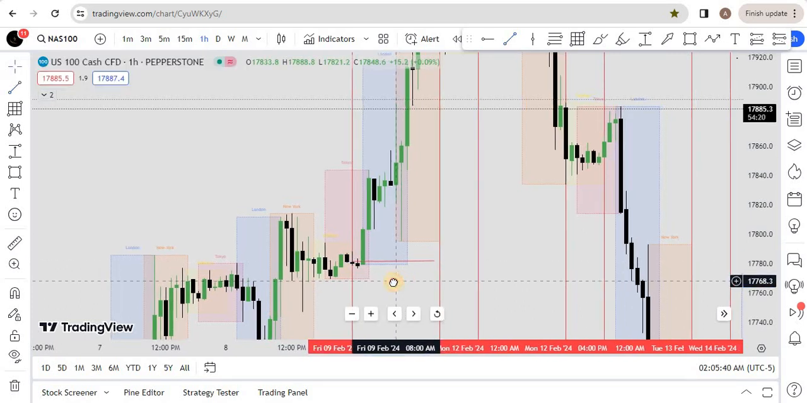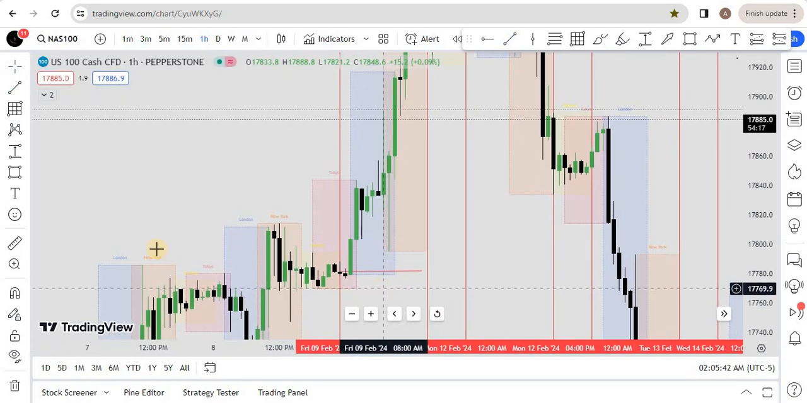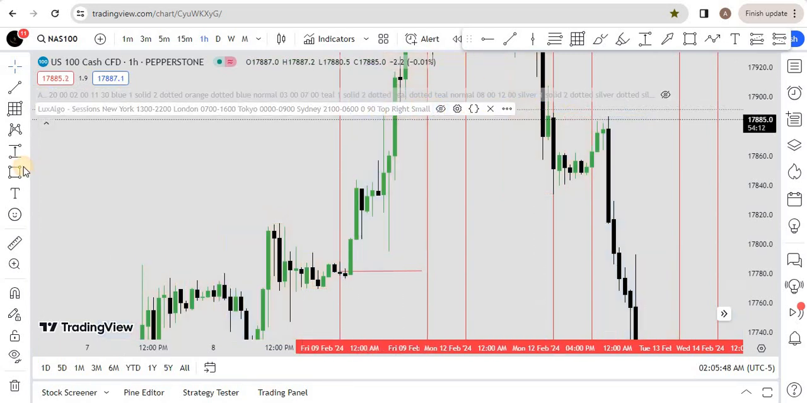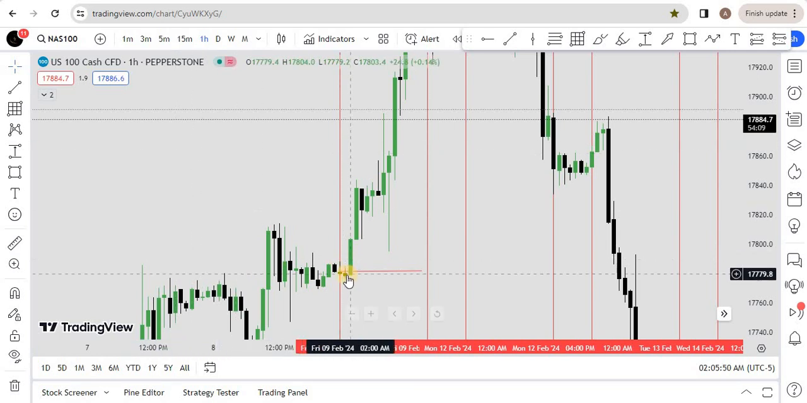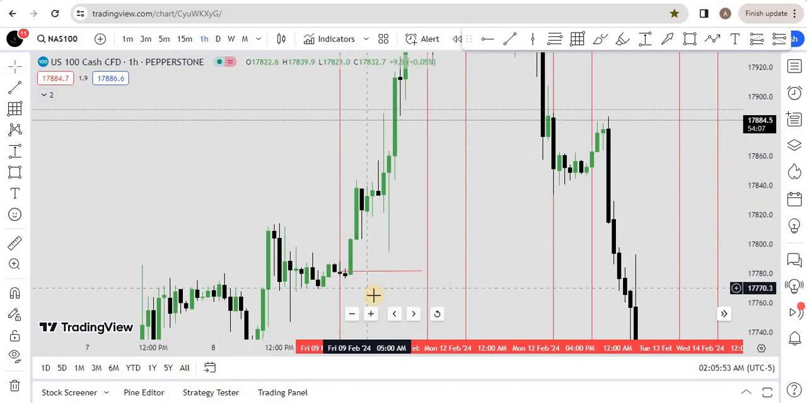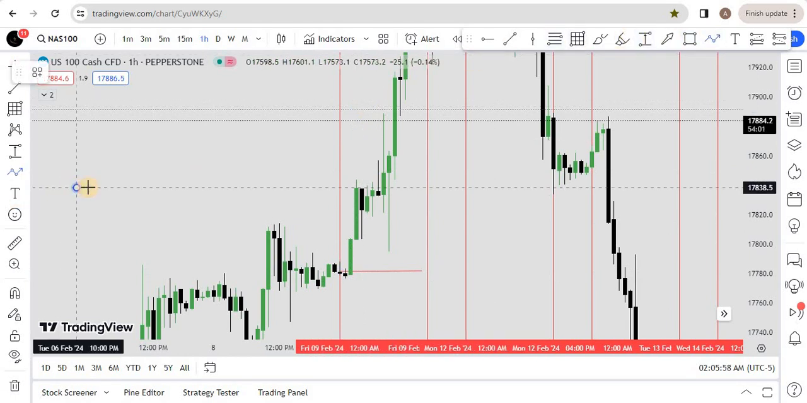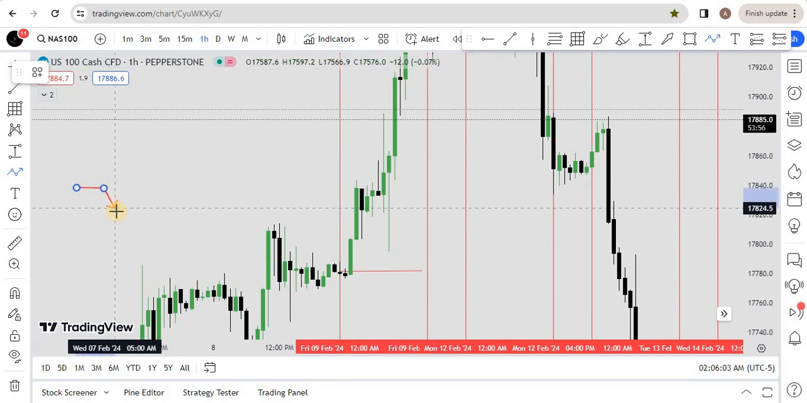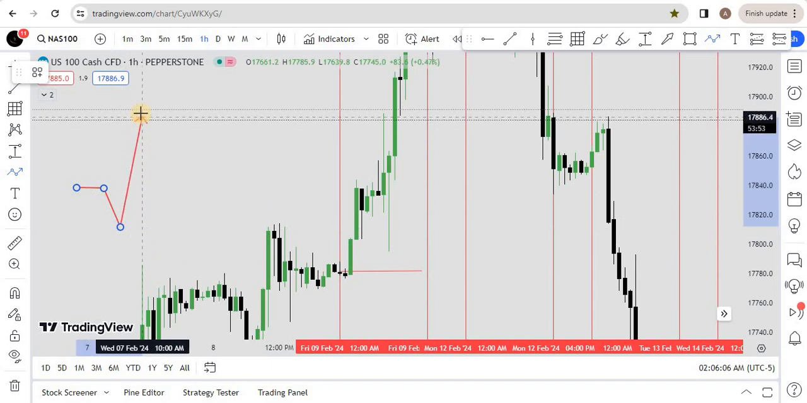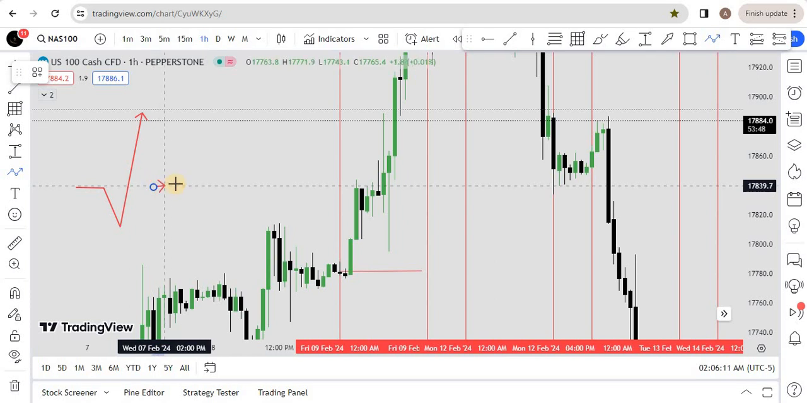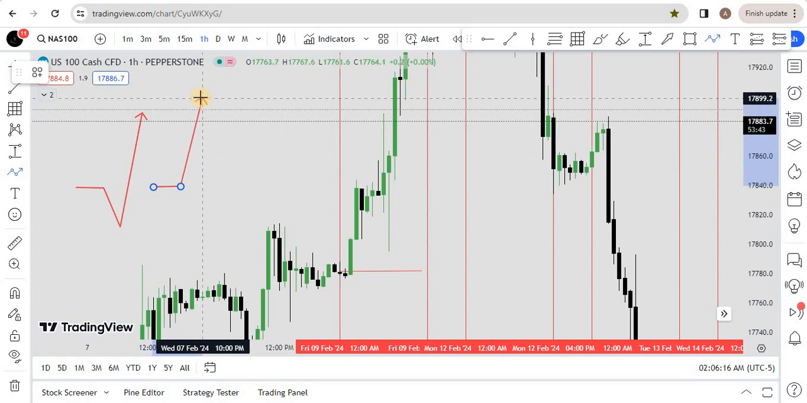What we are anticipating most of the time is that price will go against your bias and then go bullish. The basic concept: price opens at 12 a.m., the midnight open, accumulation. Then if you are bullish you will see a manipulation and then a distribution move.